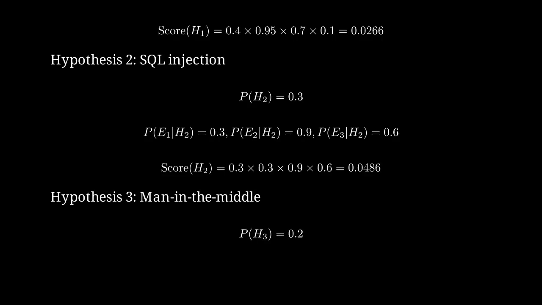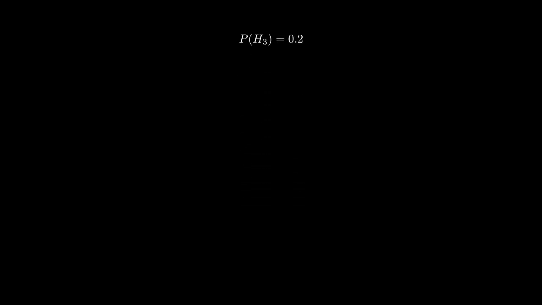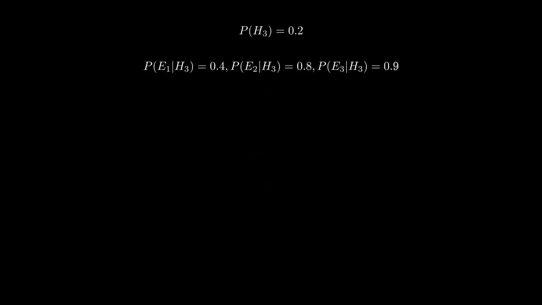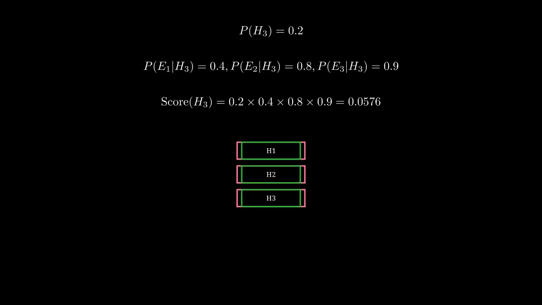Hypothesis 3 is a man-in-the-middle attack. Prior probability is 0.2 for this less common attack. Likelihoods are packet rate moderate at 0.4, port 80 likely at 0.8, encryption very likely at 0.9. This gives the highest score of 0.0576. The bar lengths represent the scores of each hypothesis, indicating their relative plausibility.